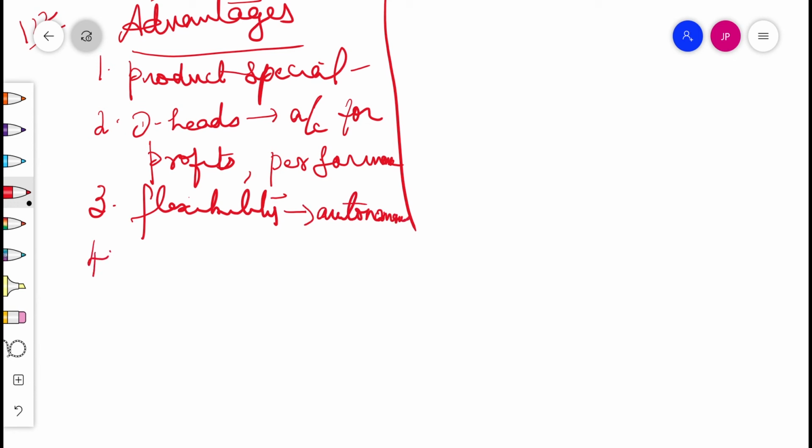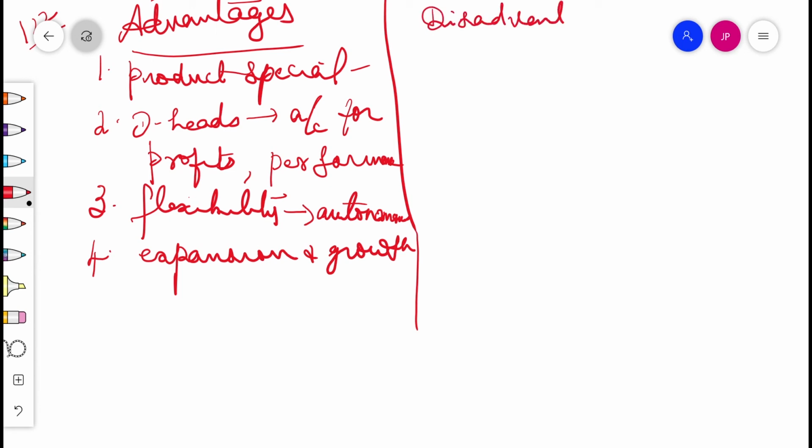It facilitates expansion and growth, as new divisions can be added without interrupting the existing operations by merely adding another divisional head and staff for the new product line. What are the disadvantages? Please make it column wise, then it is easy to learn.